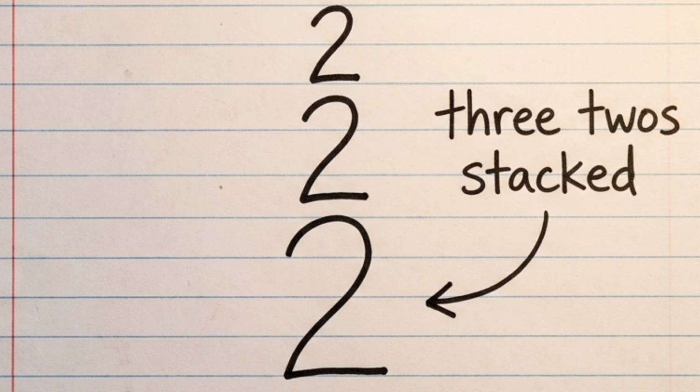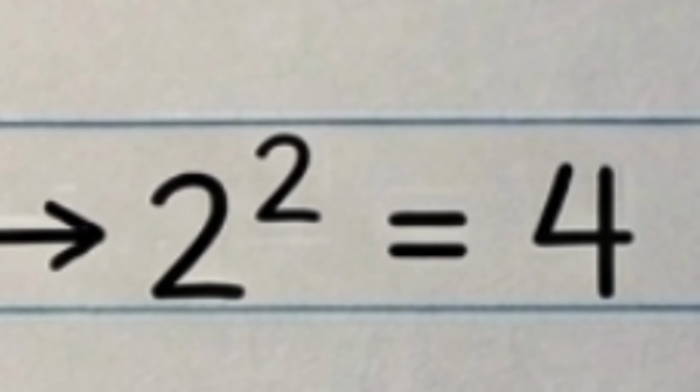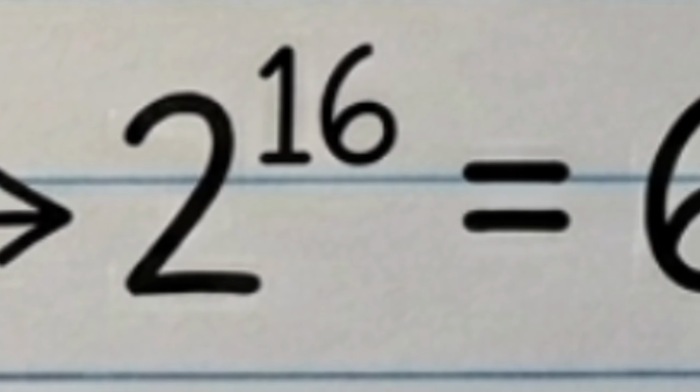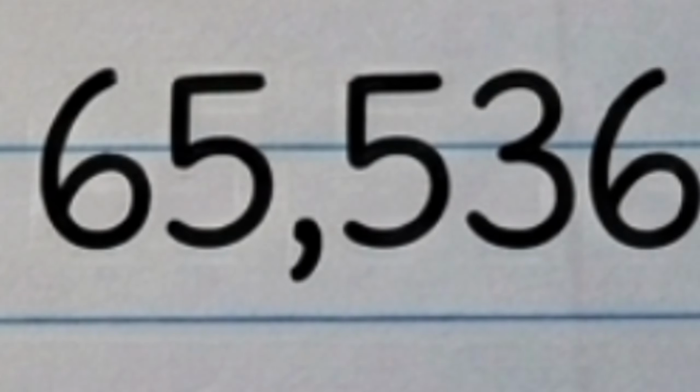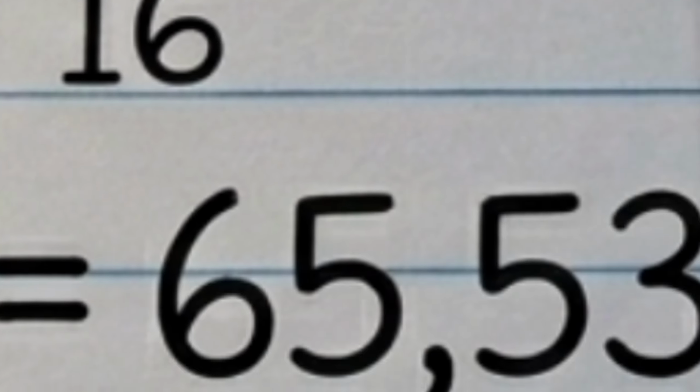Still manageable. Now 2 tetrated to 4. One more 2 added to the top. Start from the top as always. 2 to the 2 is 4. 2 to the 4 is 16. Now 2 to the 16 is 65,536. We added just one number to the tower and jumped from 16 to over 65,000.